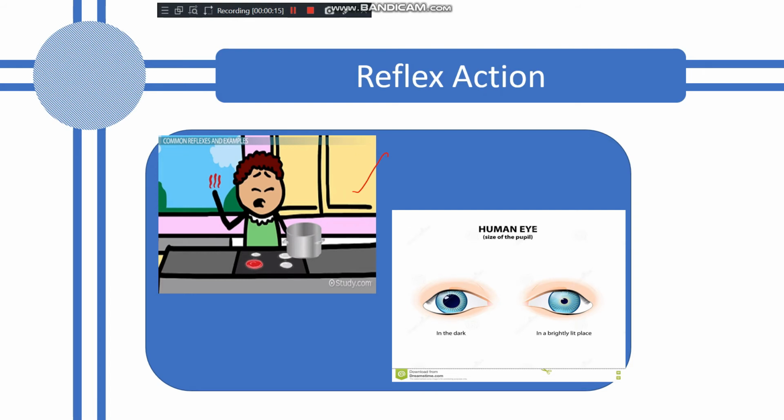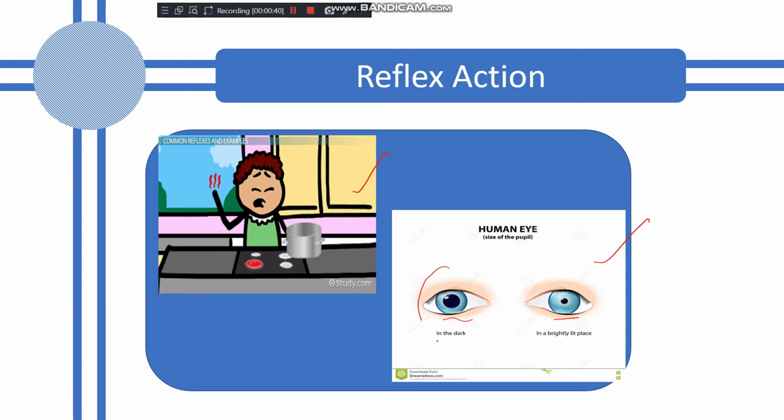What happened here? You can see the boy maybe has touched the hot object and then he has taken his hand away from it. This is an experience we are also facing. When we touch any hot object, suddenly we are taking our hand away from it. In this second picture, you can see the size of the pupil.